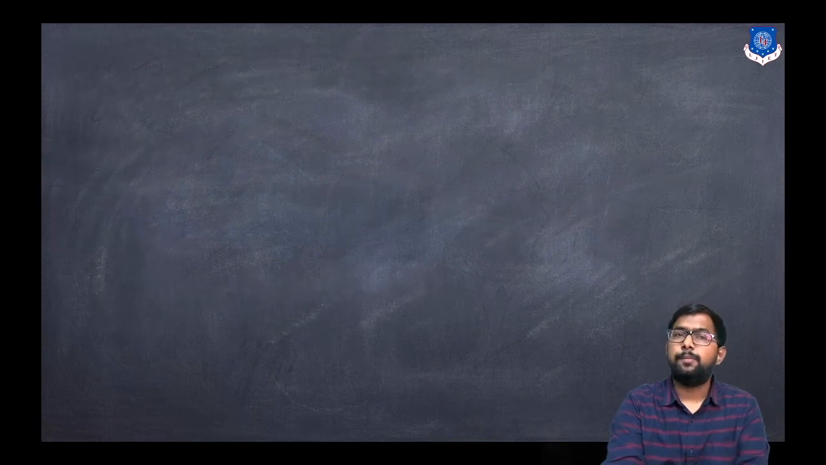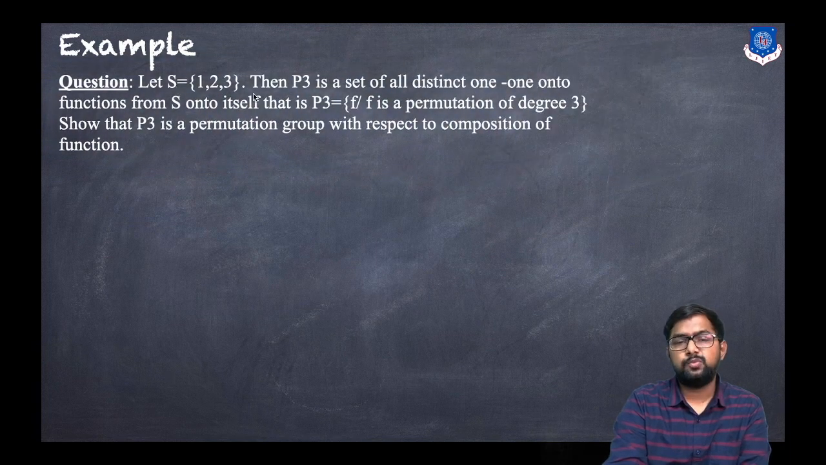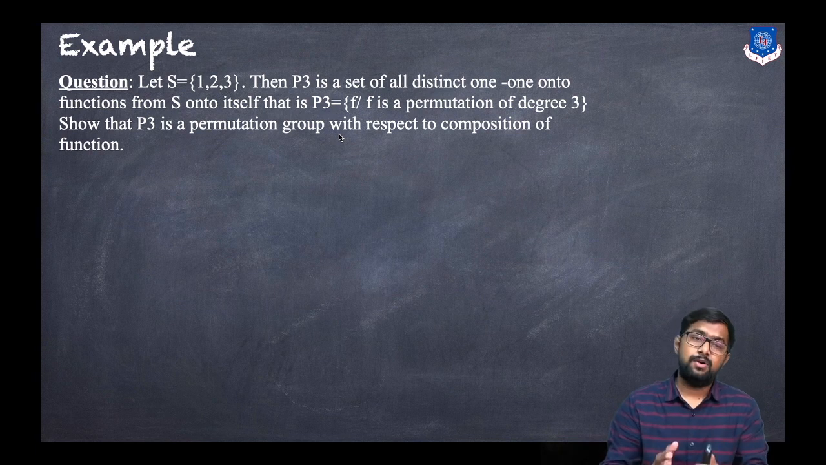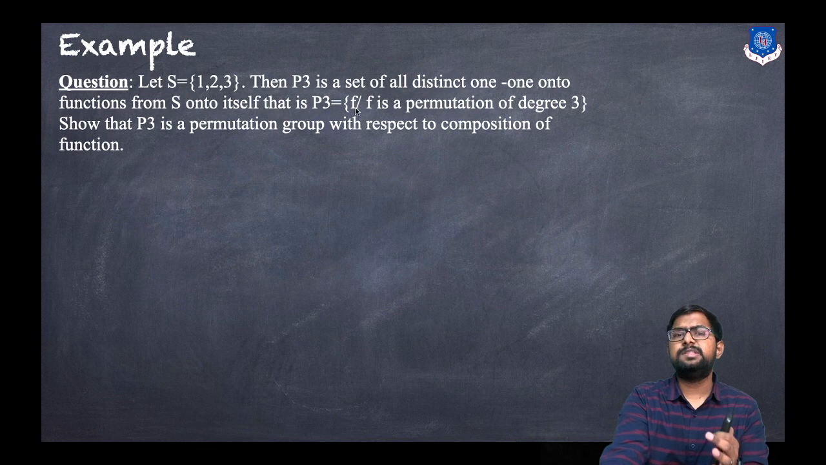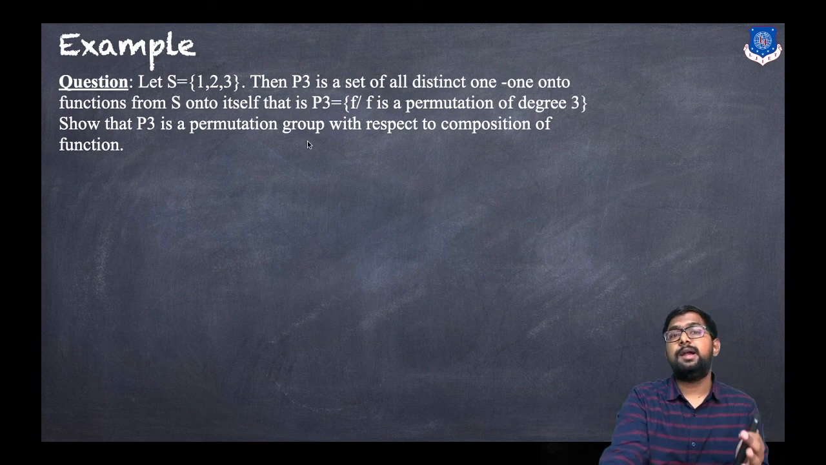Okay. Now let us discuss an example. So let S equals {1, 2, 3}, and P3 is the set of all distinct one-one functions from S to itself. That is, this P3 is the set of all F such that F is a permutation of degree 3. Now show that P3 is a permutation group with respect to the composition of functions. So we need to find whether it is a permutation group, and the operation is composition of functions. Okay.